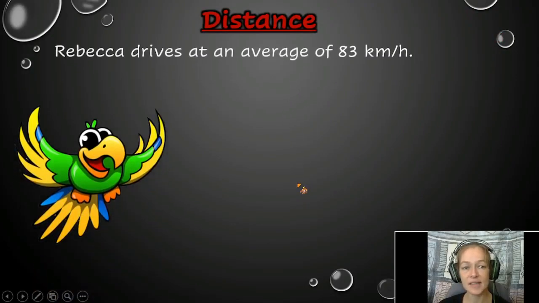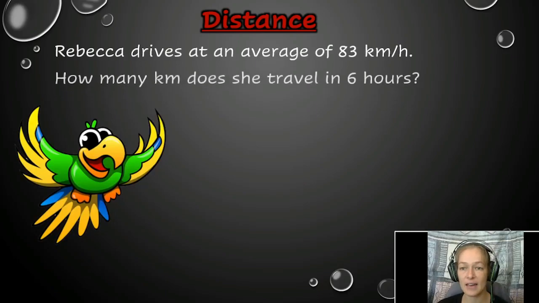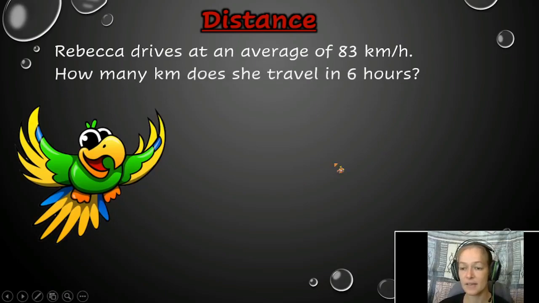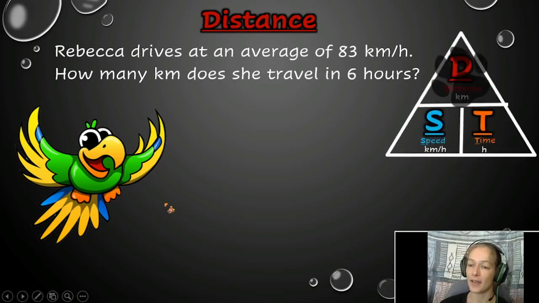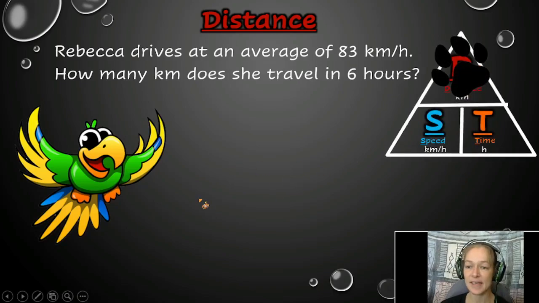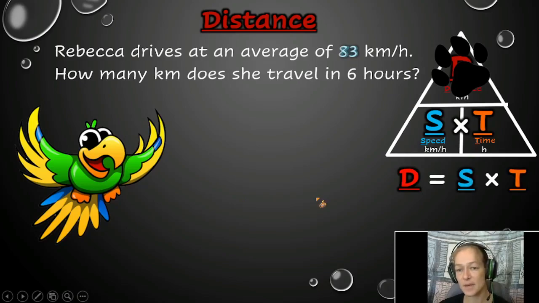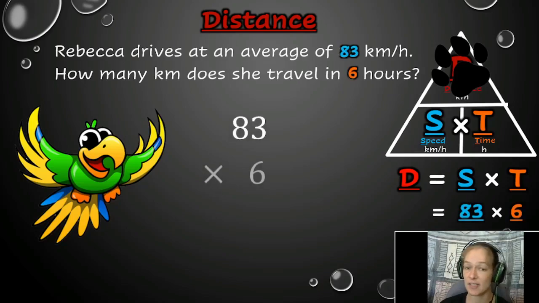For distance, we'll look at Rebecca driving 83 kilometers per hour for 6 hours, since obviously Rebecca has a car and drives everywhere. Okay, so we're going to cover up the distance, and we're going to get speed times time. Now you know the speed is 83 and the time is 6, so really this isn't that difficult, especially if you have a calculator. 83 times 6.